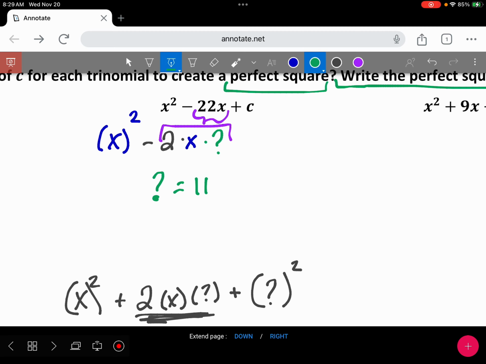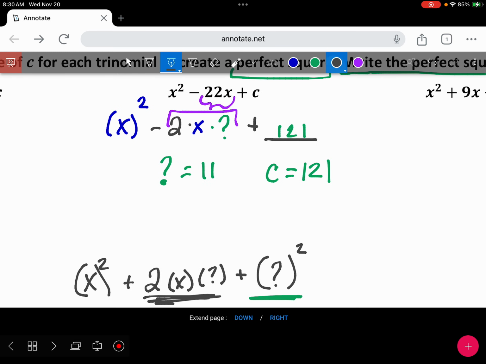Which means C at the end, if I wanted to add a value here, what would need to be here? It has to be our 11 squared. So this would have to be 121. So our C equals 121. So if we wanted to write this as our perfect square form, that's when we'd have our x minus 11 squared. Because this equals our front piece plus question mark squared.